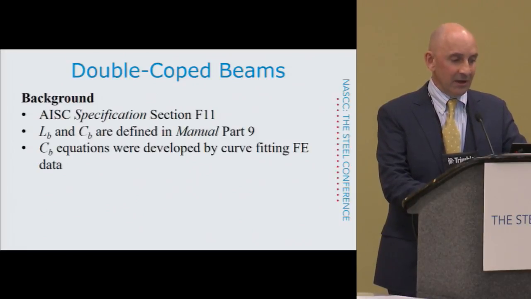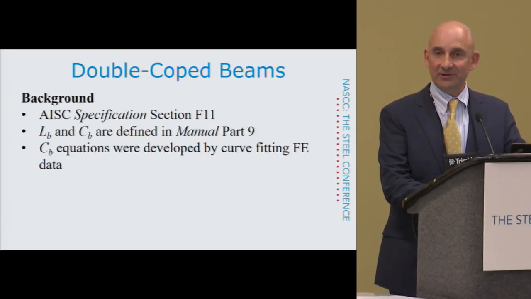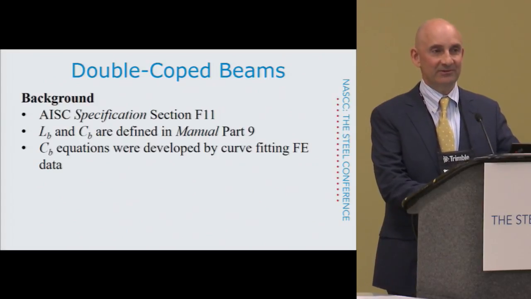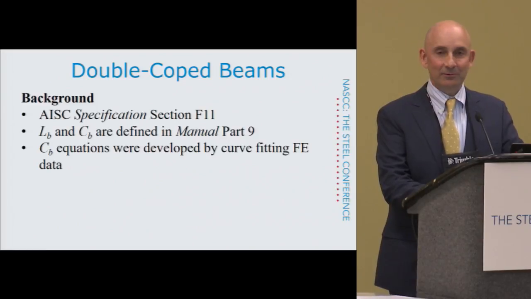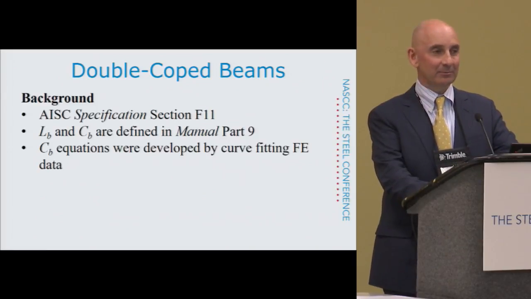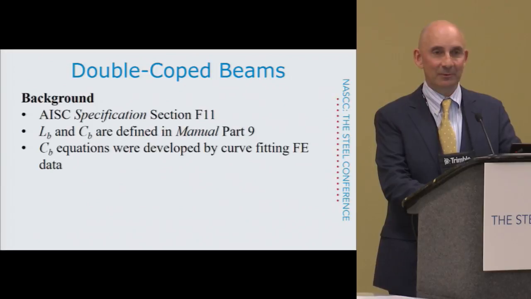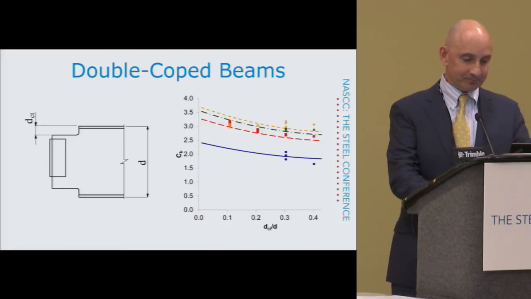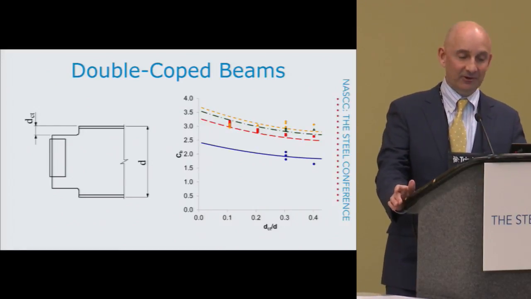So what we're going to do in the manual is go to spec section F11, but spec section F11 requires us to define what L sub B is, which is the length of beam between brace points, and it requires a C sub B value, unless you want to just say C sub B equals 1. That's probably okay in a lot of cases, but for these, our C sub B values are going to be pretty big in some cases. So you probably want to go ahead and calculate C sub B greater than 1 before you go into the specification.